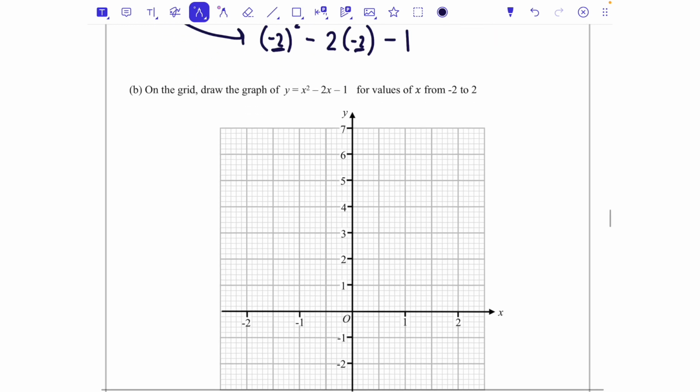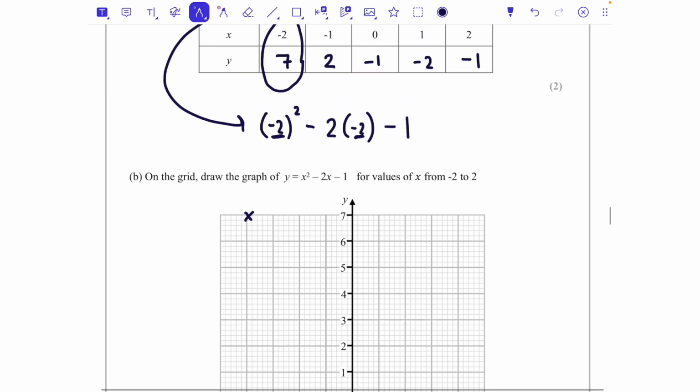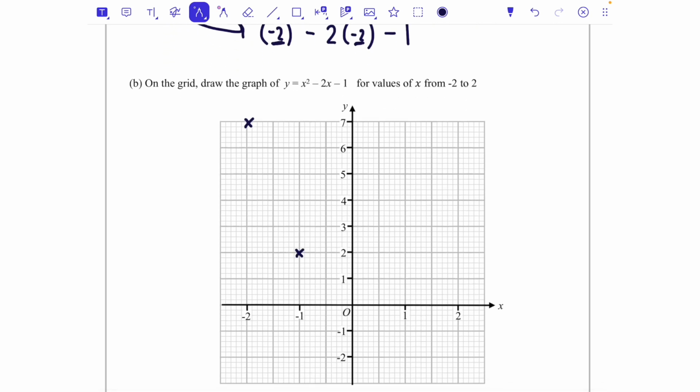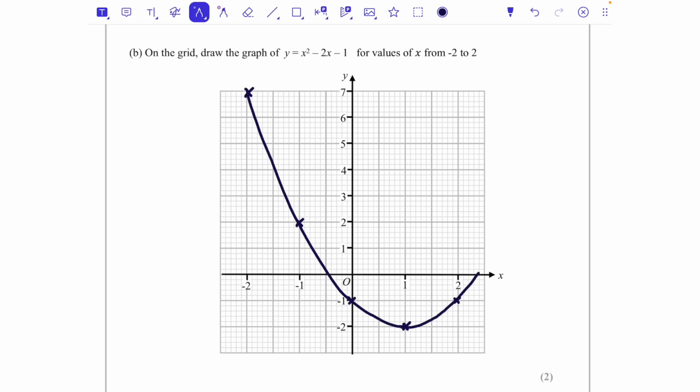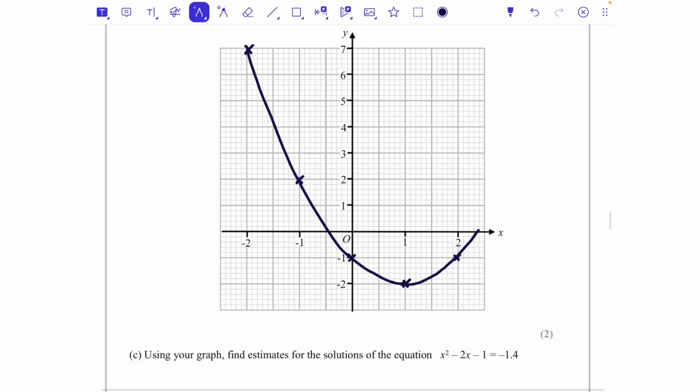So minus 2, 7 is up here, minus 1, 2. We've then got 0, minus 1, 1, minus 2, and 2, minus 1. This is a quadratic graph, so we're going to draw it with a nice smooth curve like that, and back up here, and it would continue on, but we don't need to go beyond that. That's all we've been asked to draw.